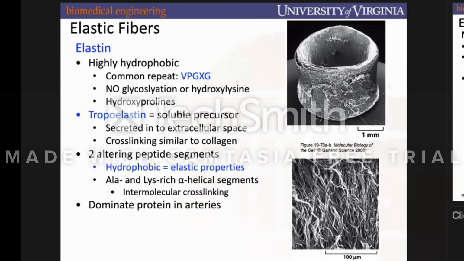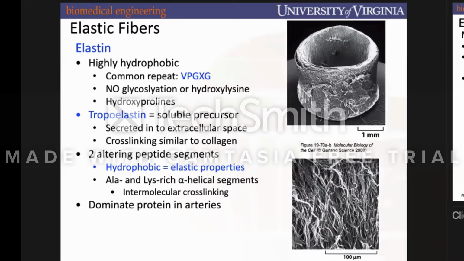A key component of that is elastin. So elastin, this is really important to remember, is highly hydrophobic. I want you to keep that in mind. It's highly hydrophobic. A common amino acid repeat is VPG-XG. Another important thing to note is that it does not have any glycosylation or hydroxylysines. It's oftentimes made in its soluble precursor form, tropoelastin. And when it's modified into its more mature form, it becomes insoluble.